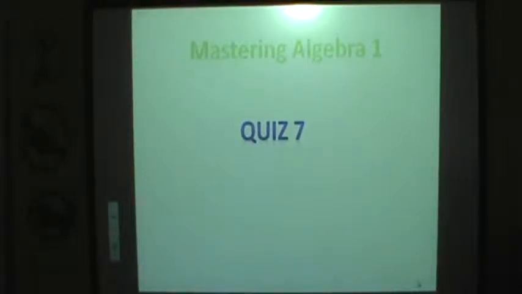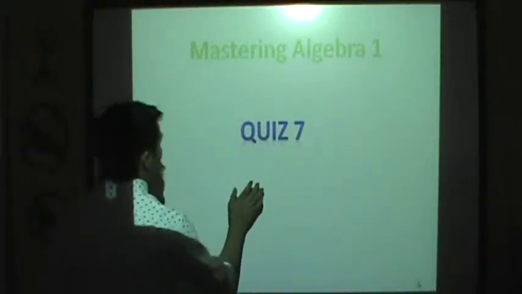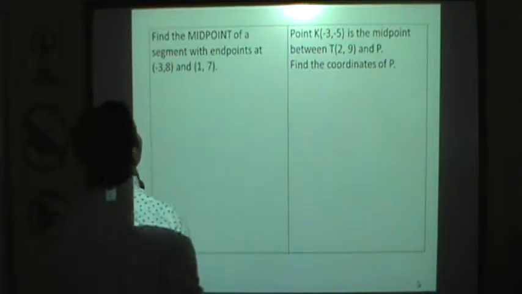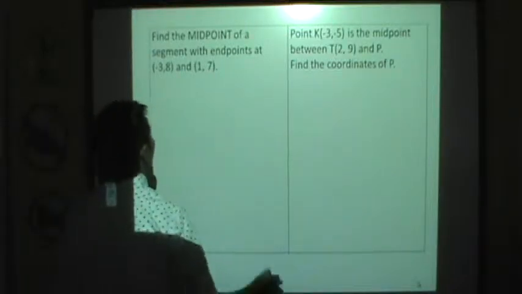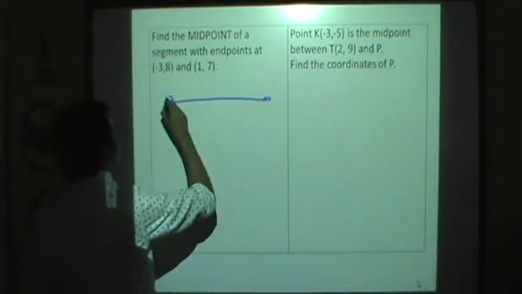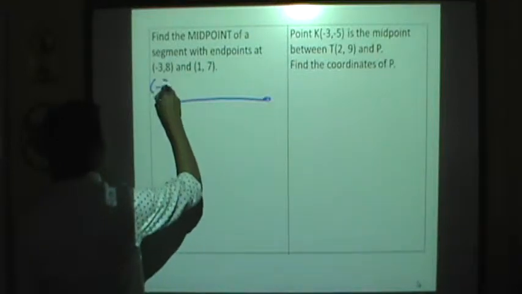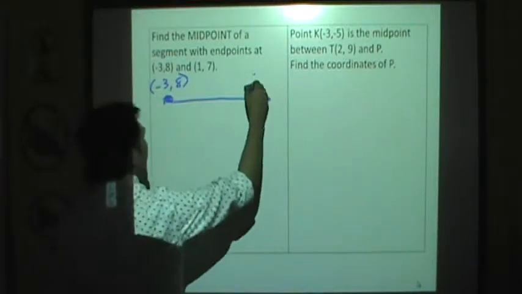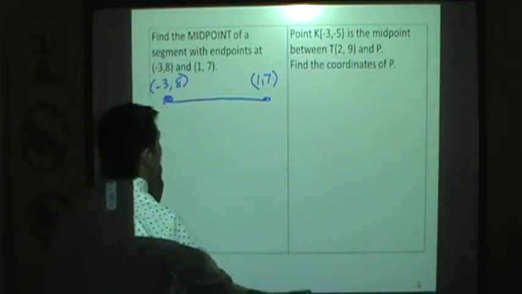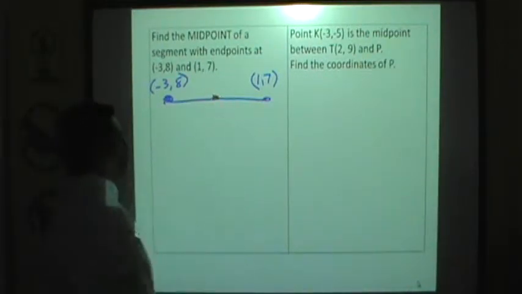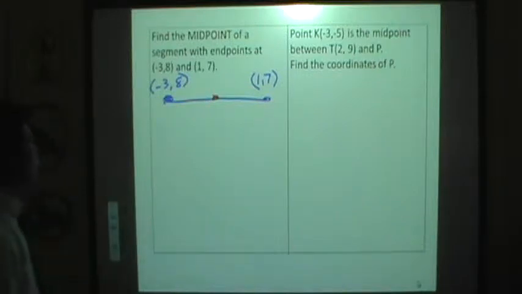For quiz 7, again under linear functions and relations: find the midpoint of the segment with endpoints at... oh, easy. So here we have a line with two endpoints, (-3, 8) and (1, 7). We have to find the midpoint, which is the middle point between the two endpoints.